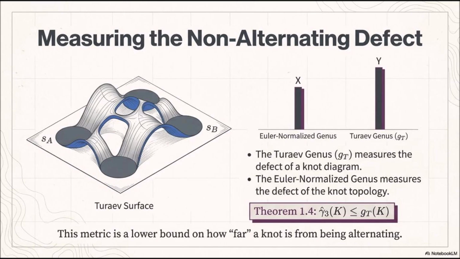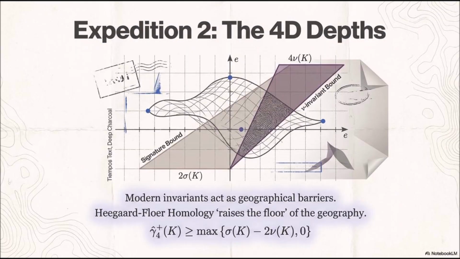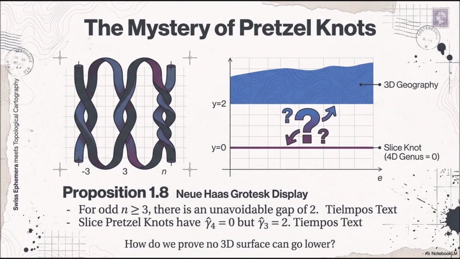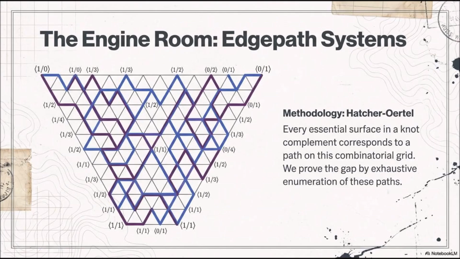Then we get Corollary 1.5, which gives us a specific formula for a family of torus knots that have a high Turaev genus. The Turaev genus of the torus knot T of 2k and 2k minus 1 is greater than or equal to k minus 1. Yeah, this is just them demonstrating that the Turaev genus isn't trivial. It's not bounded by some small number. It can get arbitrarily large. As you make the knot more complex by increasing the parameters, the Turaev genus grows right along with it.